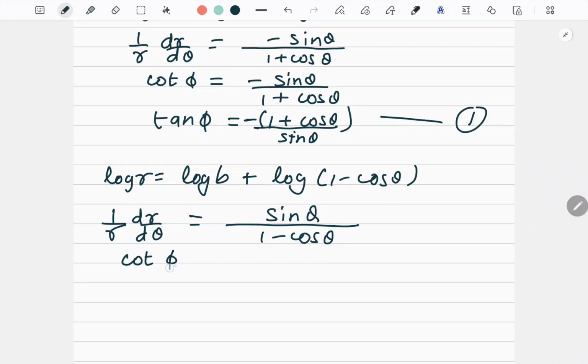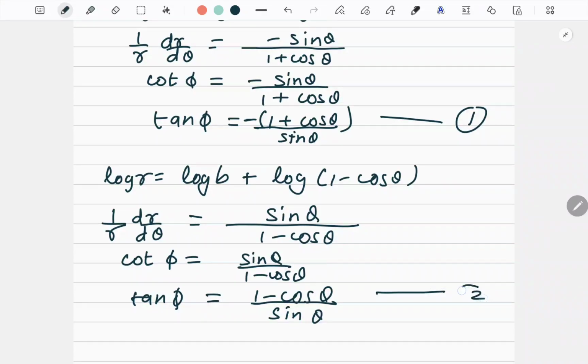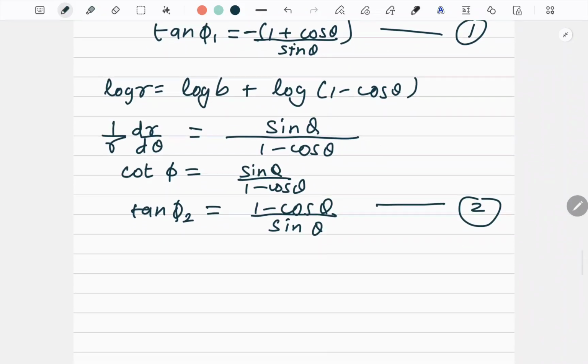Cot phi is equal to sin theta upon 1 minus cos theta. So what is tan phi? Tan phi is equal to 1 minus cos theta upon sin theta. Let it be equation number 2. And suppose this is tan phi 1, this is tan phi 2, because they are two different curves.